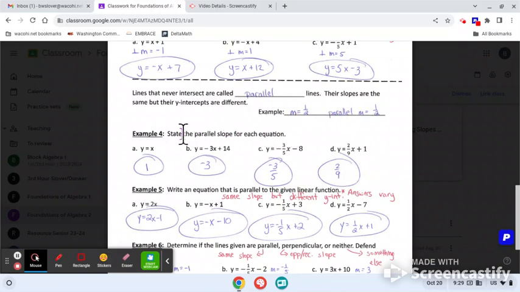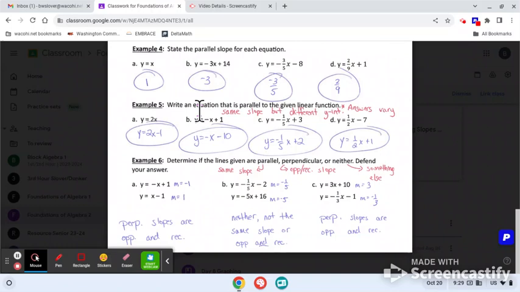State the parallel slope for each equation. So my slope of the first one is 1, so my parallel slope would be 1. My slope of the second equation is -3x. Parallel slope would be the exact same thing, -3. Same thing on this one. And then this one, the slope is the exact same number as in the original equation.